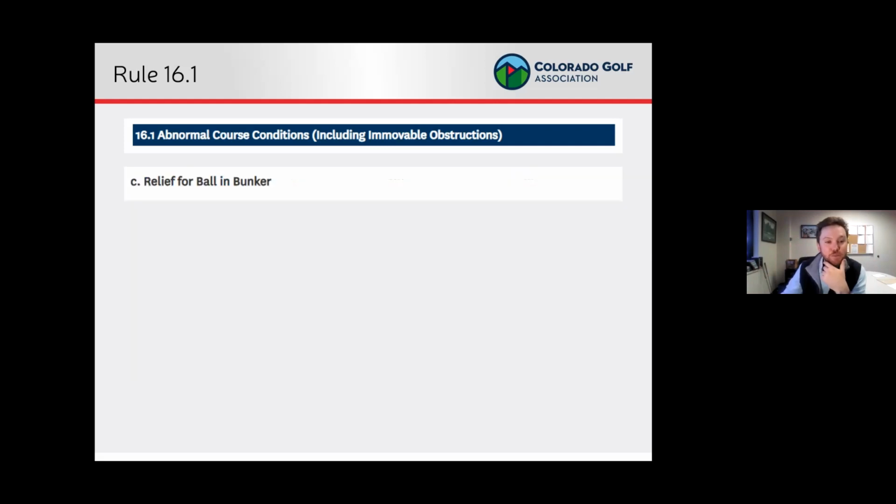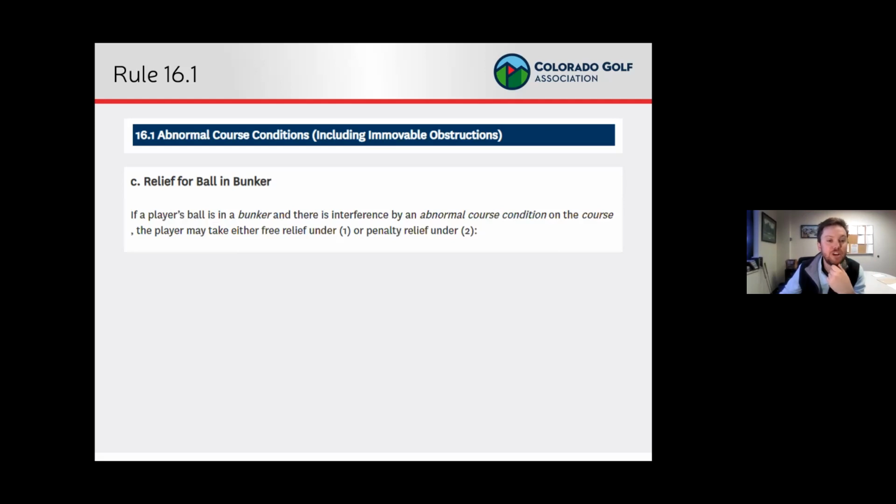So anyways, moving to a ball in a bunker, we still get relief for an abnormal course condition in a bunker. Remember, the only area of the course, so we're at a specific area of the course here in 16.1c, where this is not applicable is when the ball lies in the penalty area. So again, balls in a bunker, we still get relief here. There are some stipulations, obviously.